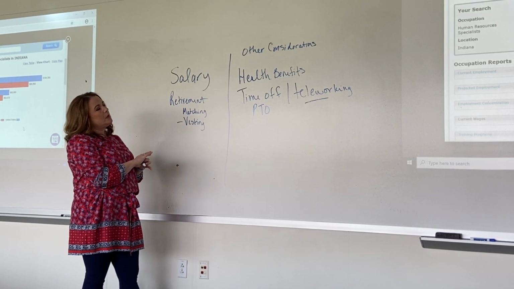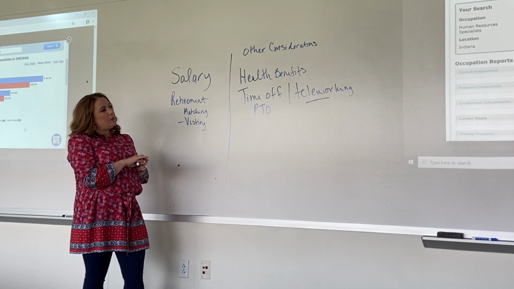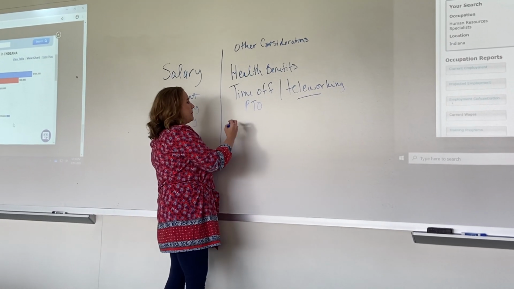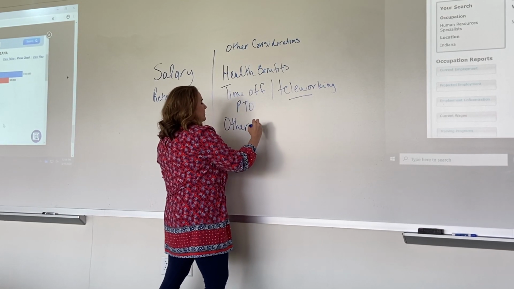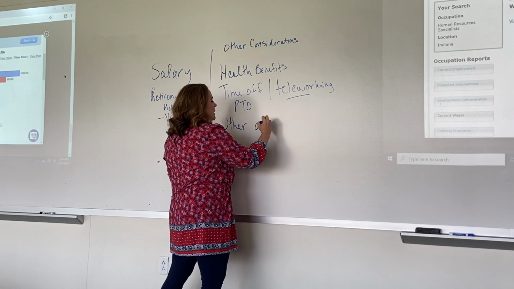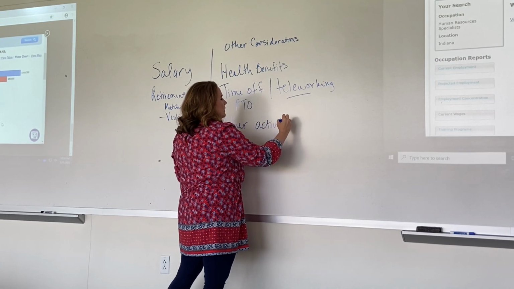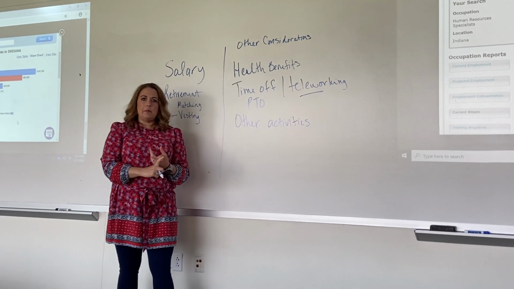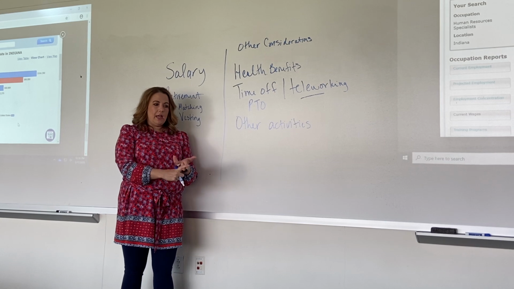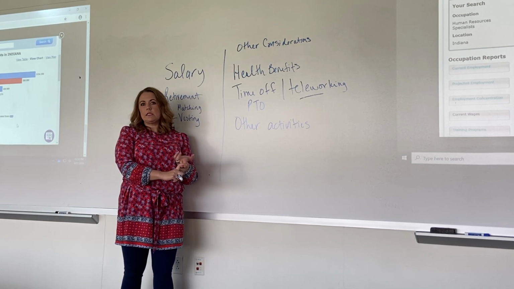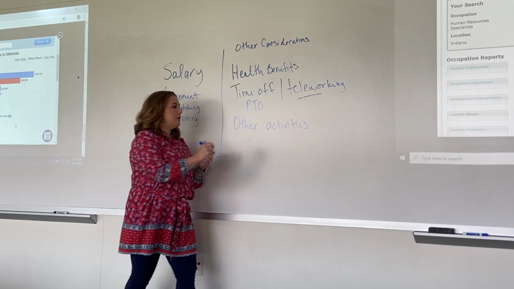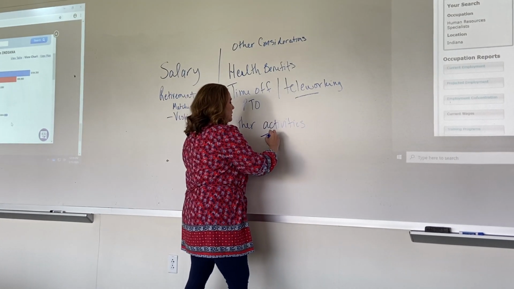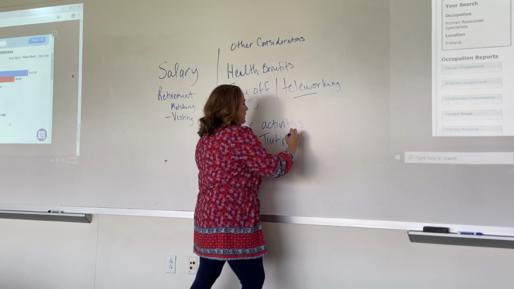Some other things that we have might be, I'm just going to put other activities. So things like they may pay for a gym membership. They may have company discounts at different places. They may be a large employer where they'll do tuition reimbursement.